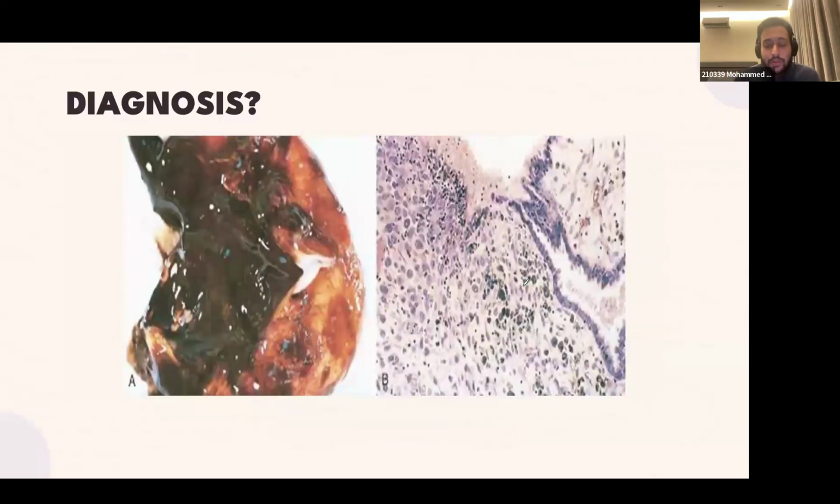And it presents with this. What is seen in this image? In image A, chocolate cyst. Why is it a chocolate cyst? Basically, this is endometrial tissue in the ovaries.